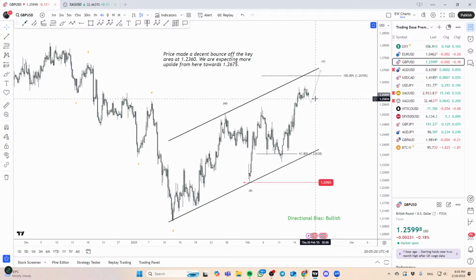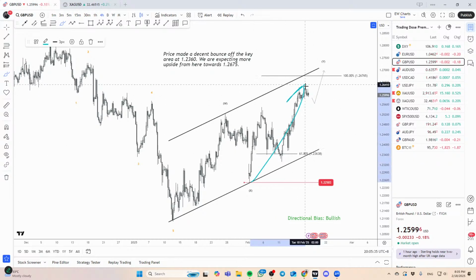Then we have GBP USD, very very similar to the euro. Okay, three wave structure over here. The only slight difference I would really point out here is that on euro dollar, the price in the third wave hasn't broken the top, right? But you can see GBP USD here, this has broken the previous top.